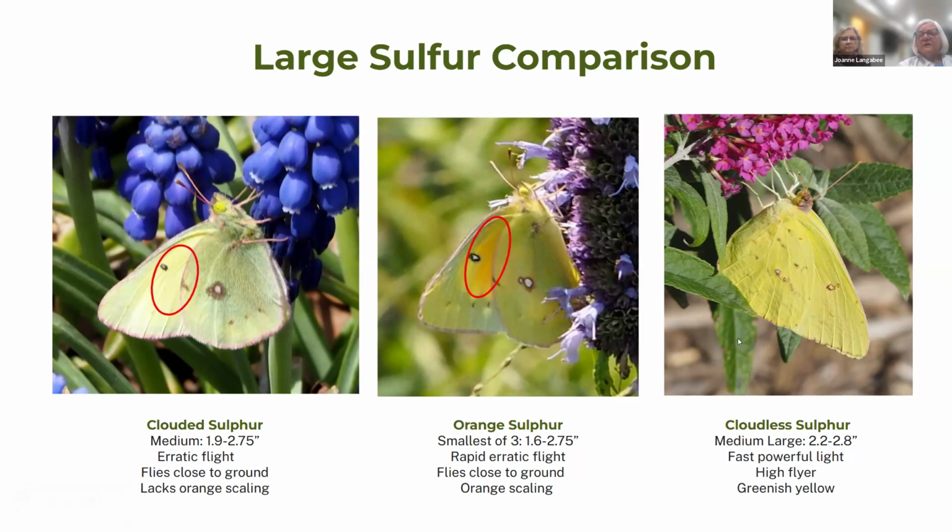Then we get the cloudless sulfur, which is a stray from down south. It's quite a bit larger than the other two, and it's almost a lime yellow. It's really pretty. It's a high flyer where the other two fly low, but it's much higher. It really likes red and blue flowers. That's about all you're going to see them on. But it's a gorgeous one.